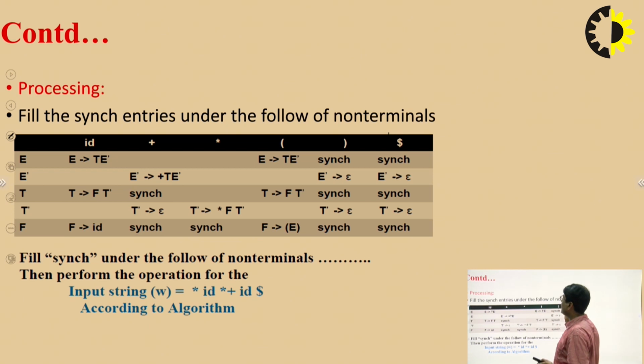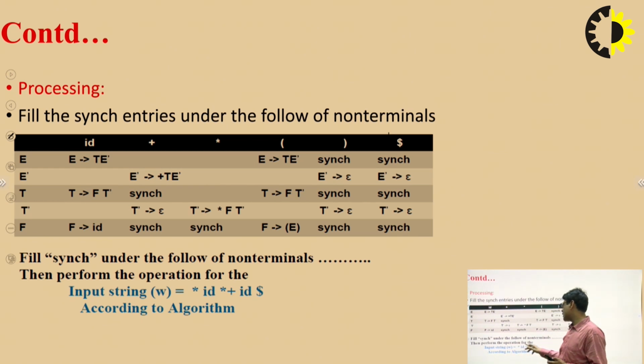So for the follow of every non-terminal, what are we doing? Why is follow used? Follow is used only when we have an epsilon on the right-hand side, meaning there is no production, so the entry related to that particular non-terminal will not be found. Then what we have to do is just trigger to the follow. So for all follow non-terminals, we will put this synchronized value.